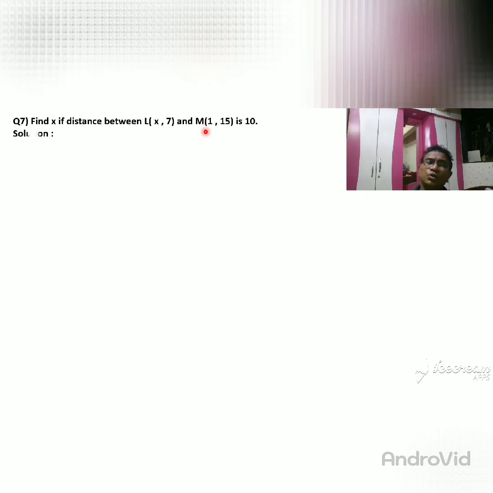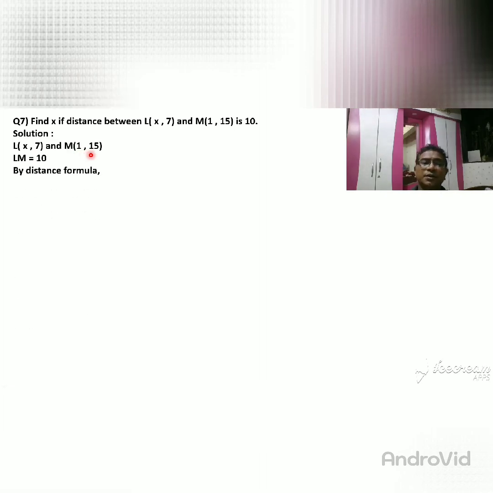So you are using the distance formula, but before using it, write here point L coordinates x and 7, M coordinates 1 and minus 15, and the distance LM is equal to 10. So here you use the distance formula. LM is equal to the square root of x minus 1 bracket square plus 7 minus 15, bracket square.